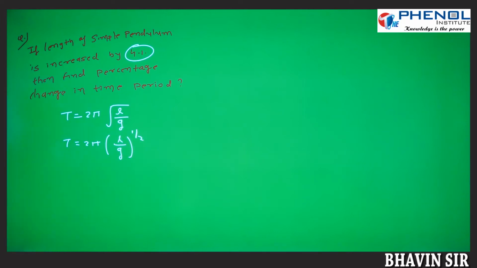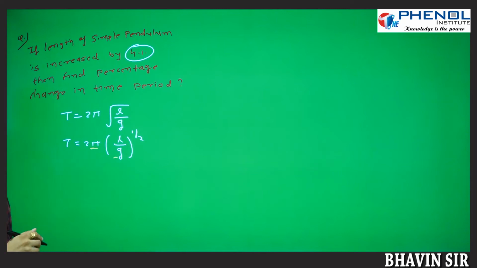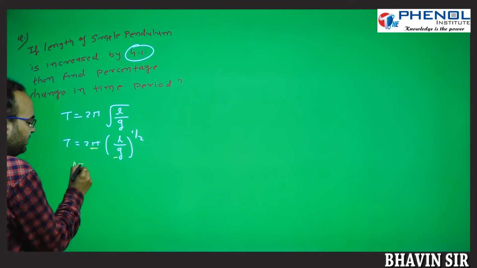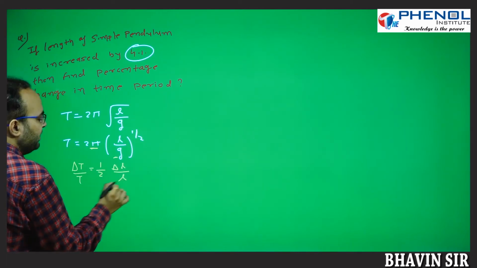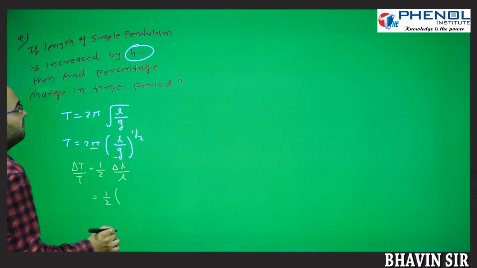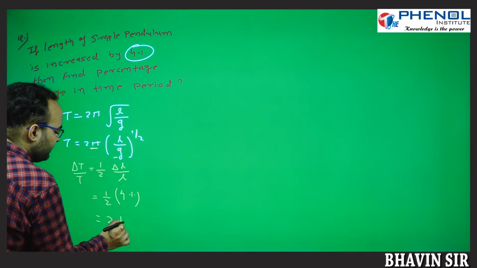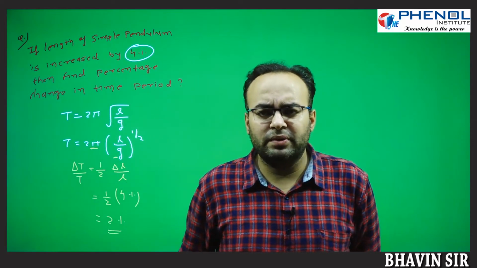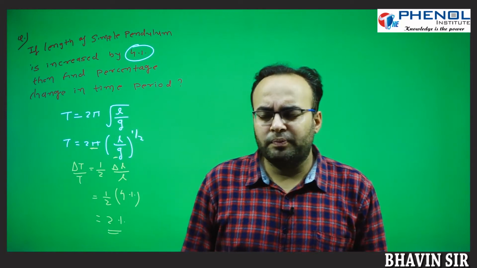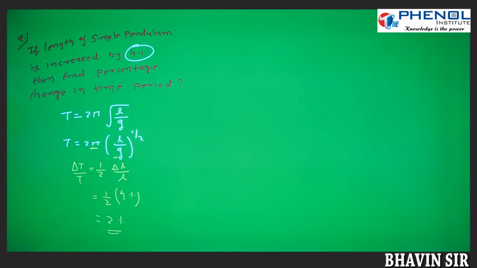So we write what, students? Here 2 pi is constant, g is constant. So we write delta T by T equals 1 by 2 delta L by L. What is delta L by L? 4%. So what is delta T by T? 2%. Chalo, so the percentage change in time period is 2%.